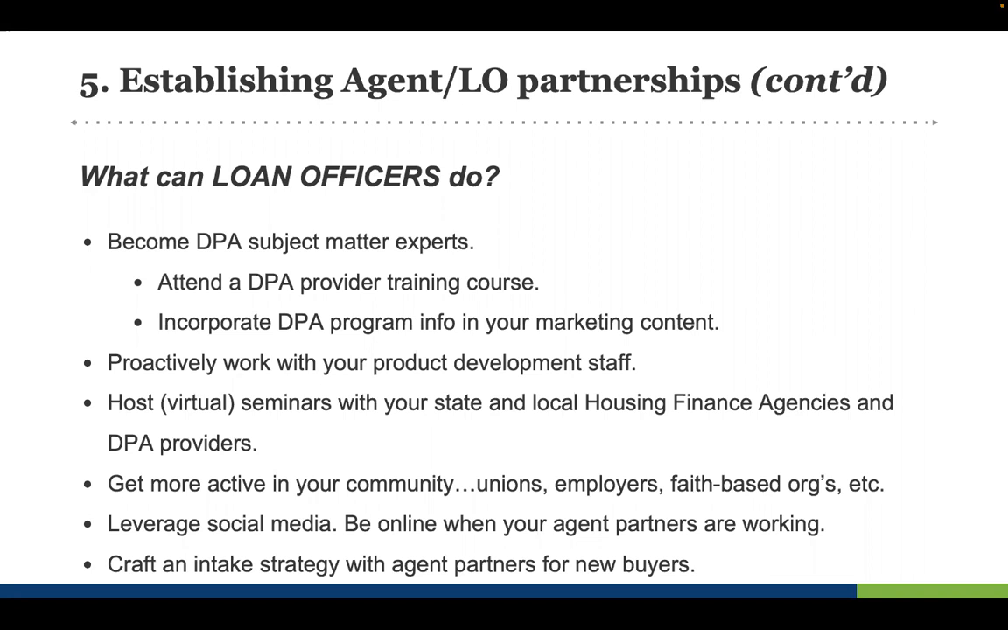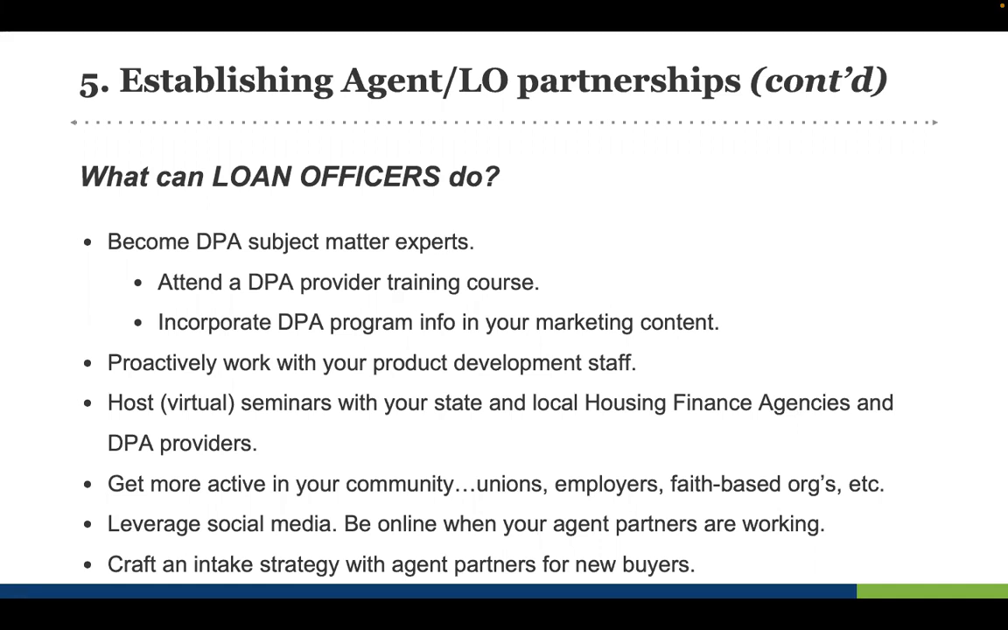But if you've got an hour or two to spare on a Thursday morning, and that's going to expand your product offerings and also open the door to conversations with more referral partners, then loan officers, take on a couple of DPA programs and put them to work. Incorporate those into your marketing content. Now, obviously some of you will have to vet marketing content through your company, but to the extent that you can, incorporate down payment assistance program information into your marketing and your outreach.